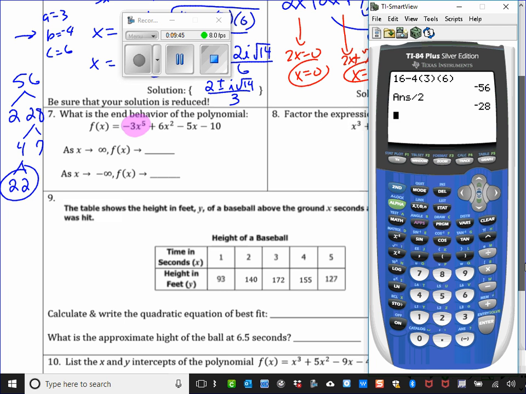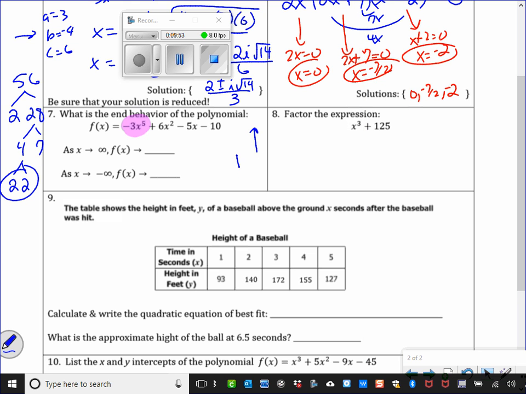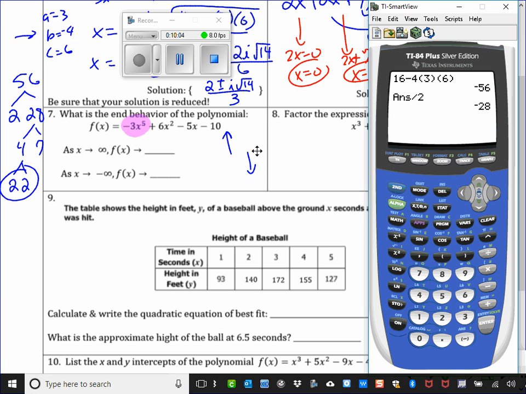But you know, if you have an odd degree, then the ends of your graph go opposite ways. And so normally you would say that they go, right side goes up and left side goes down. But this has a negative 3 in front of it. So it's going to switch: left side up, right side down. So if you forget that, you can always graph the whole problem or just graph the highest power. So graph -3x to the 5th, and there you go. Left side goes up, right side goes down.